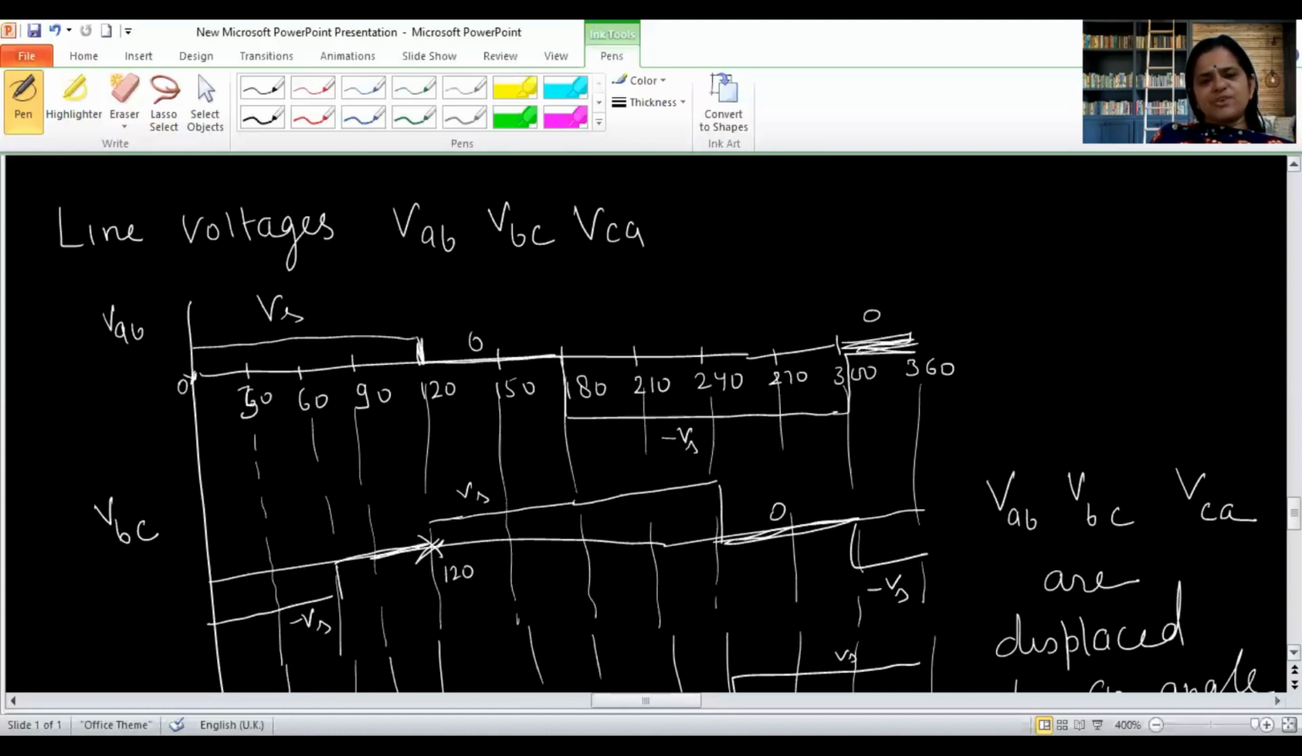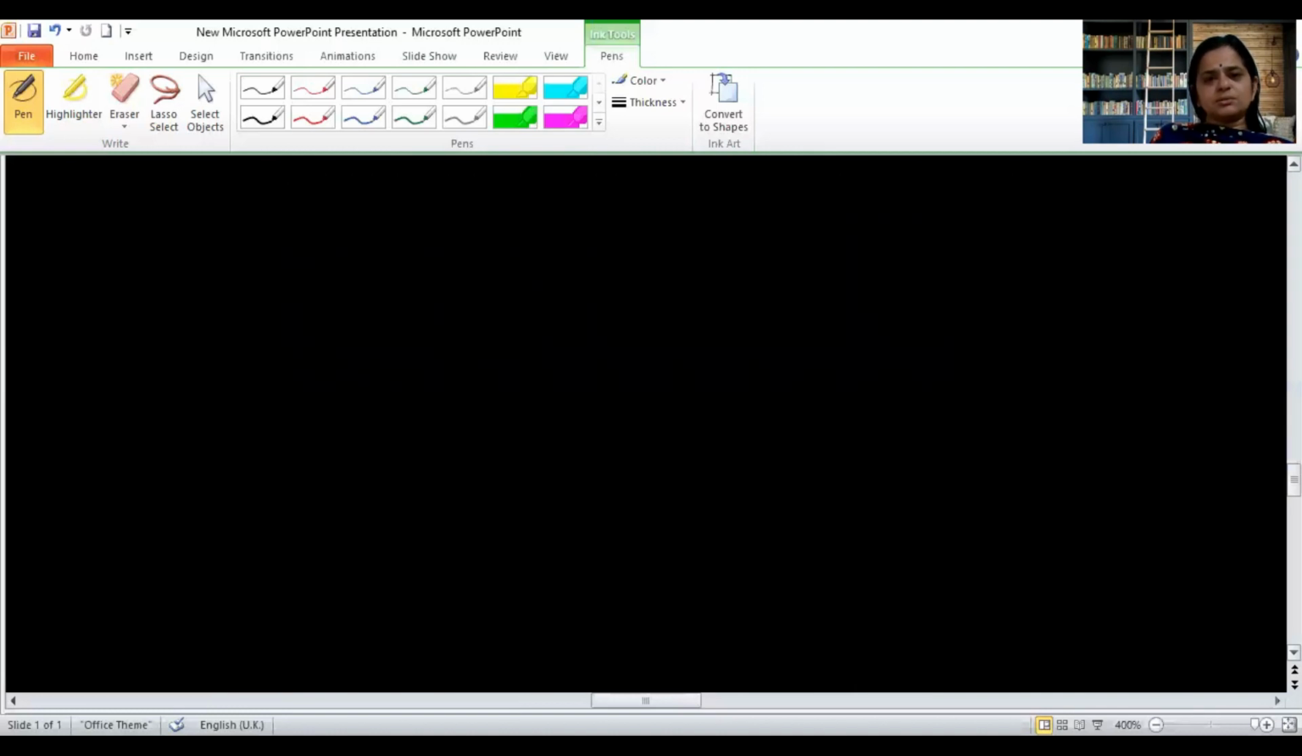If we observe the phase voltage waveforms, you can see that it's a 4-level inverter, because in the phase voltages we were getting 4 levels: Vs by 3, 2 Vs by 3, minus Vs by 3, and minus 2 Vs by 3. As far as the line voltages are concerned, it's a 3-level. It is having 3 levels. Those levels are Vs, 0 and minus Vs. So that's it about the three-phase inverter 180 degree mode.